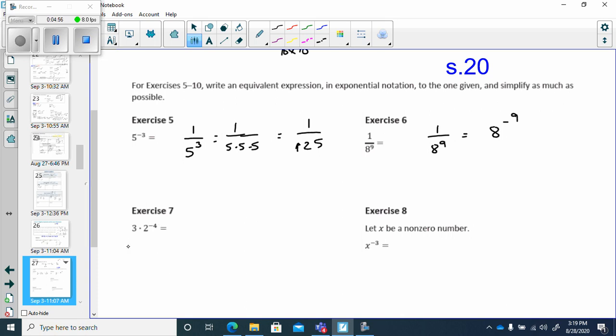3 times 2 to the negative 4th, you keep your 3 because there's no exponent there. Multiply that times 2 to the negative fourth. That would be 1 over 2 to the fourth power. That gives me 3 over 2 to the fourth power. That gives me 3 over 2 times 2 times 2 times 2. That's 3 over 2 times 2 is 4 times 2 is 8 times 2 is 16, 3/16. And x to the negative third power, that's 1 over x to the third power.